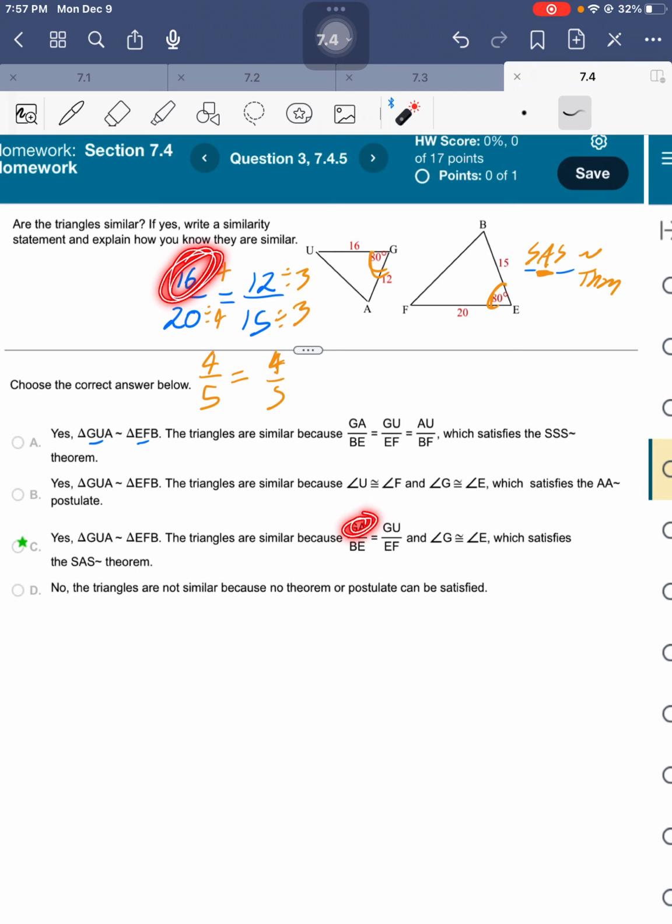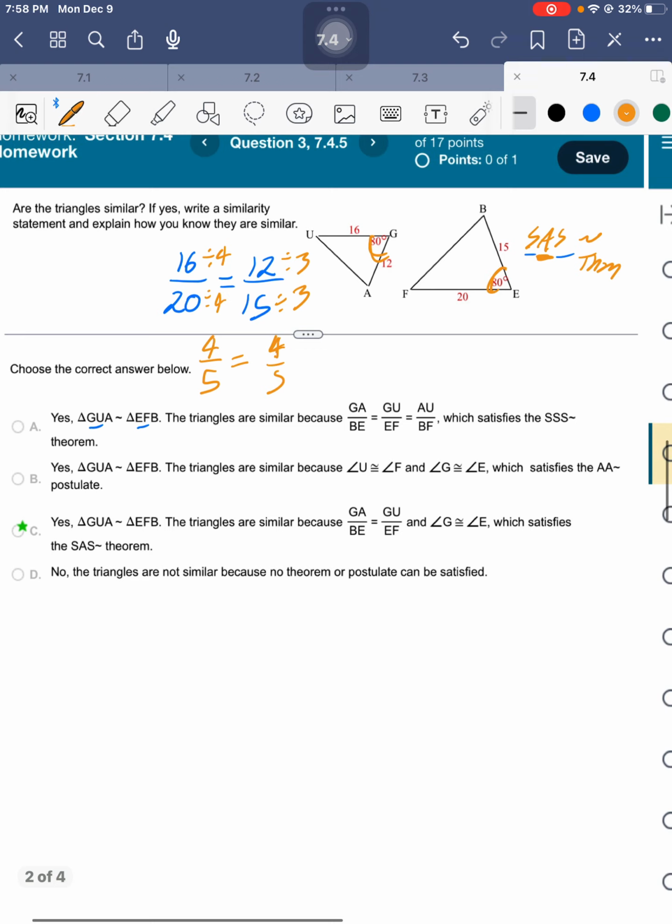So what is 16? The 16 that I wrote over here is the GU. They just wanted me to write it a different way, so I wrote it in a different format. I probably reciprocated it and then switched the means or something. So if we just write it like this, GA is what? 12.